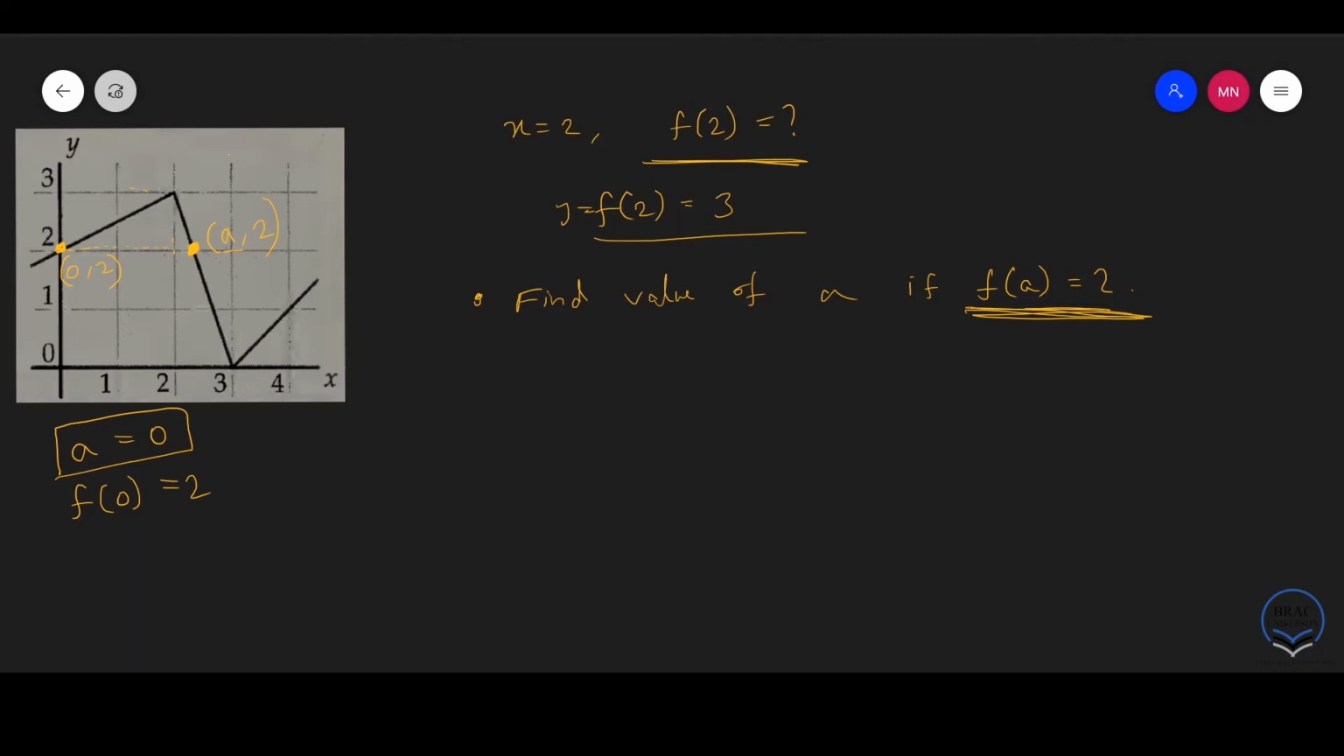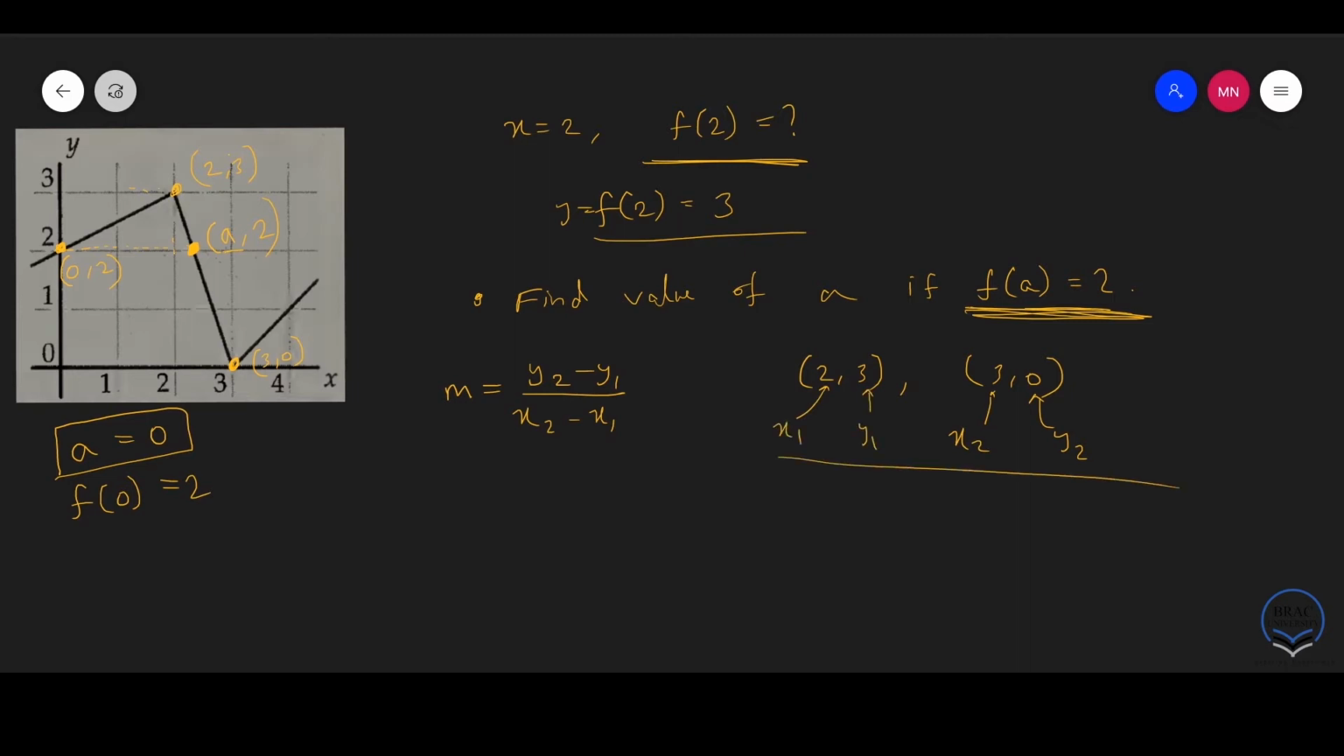Now what we can do is find the gradient of this line, that is between this point (3, 0) and the point (2, 3). To find the gradient, we can have m is equal to y2 minus y1 over x2 minus x1. So let's consider these 2 points: one point is (2, 3) and another point (3, 0). Let's say that this is our x2 and this is our y2. Similarly, this is our x1 value, this is our y1 value.